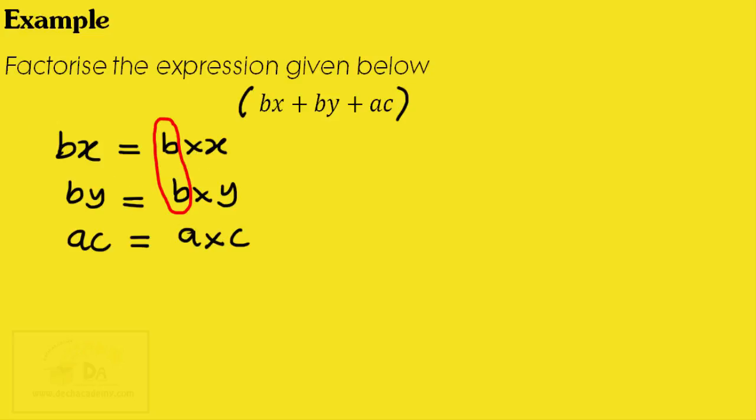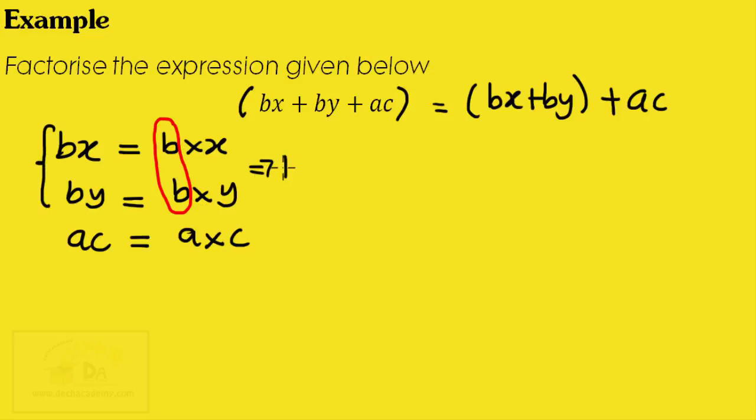So what do you do in a situation like this? Well, you rewrite this expression as bx plus by plus ac. What you do is you group the terms that have a common factor, then you factorize just the expression involving the terms with the common factors. So in our case, we just focus on these two terms and factorize them. We know they have a common factor of b, so their HCF is b, because that's the only common factor.